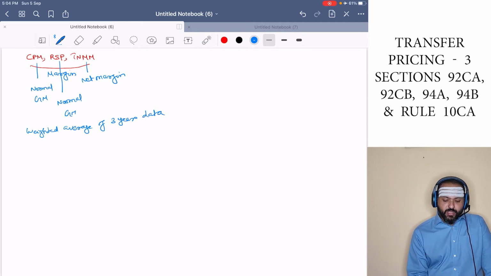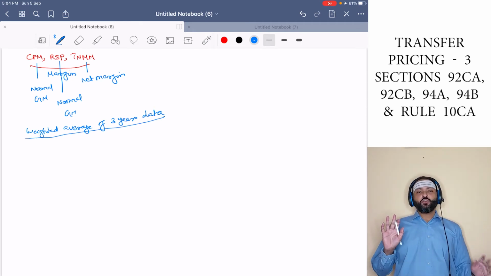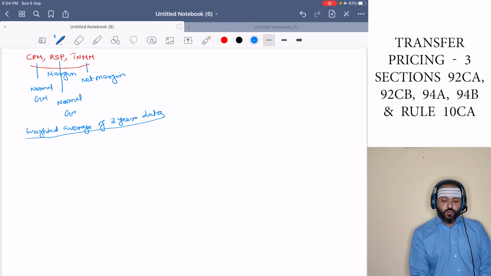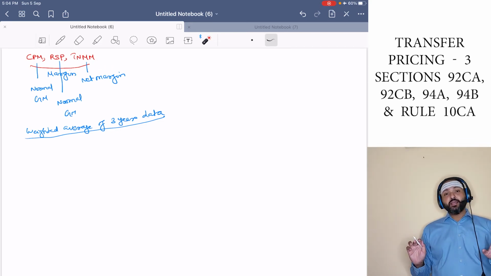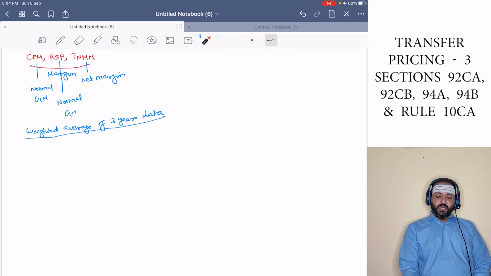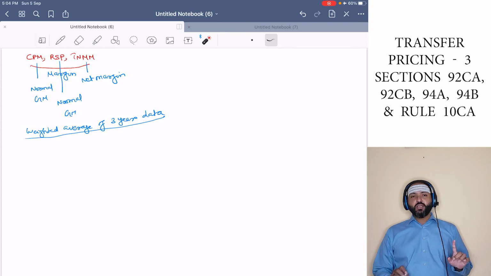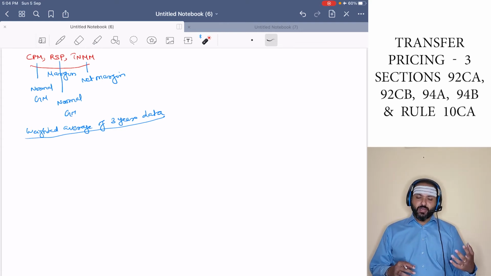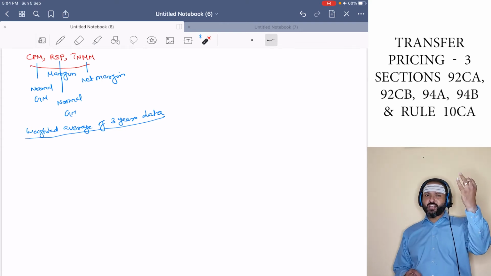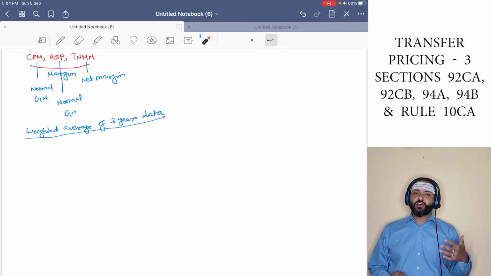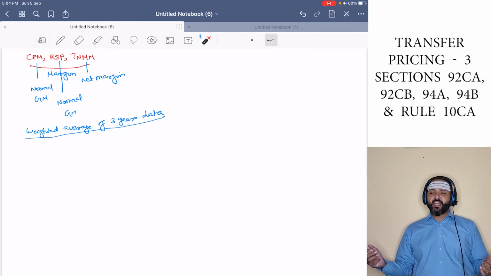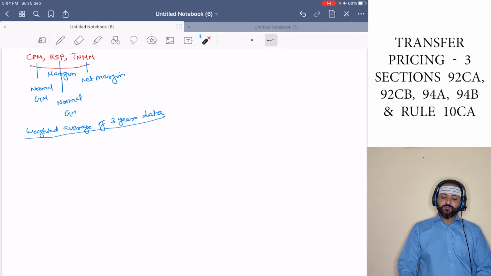They would take the weighted average of 3 years data. So wherever these 3 methods were used for the purpose of arm's length price determination, and wherever the number of prices resulted was 6 or more, these two conditions had to be there. First condition, you should have gone ahead with arm's length price determination using cost plus method, resale price method, transactional net margin method. Second, you have more than 6 prices that have been arrived at doing this exercise.